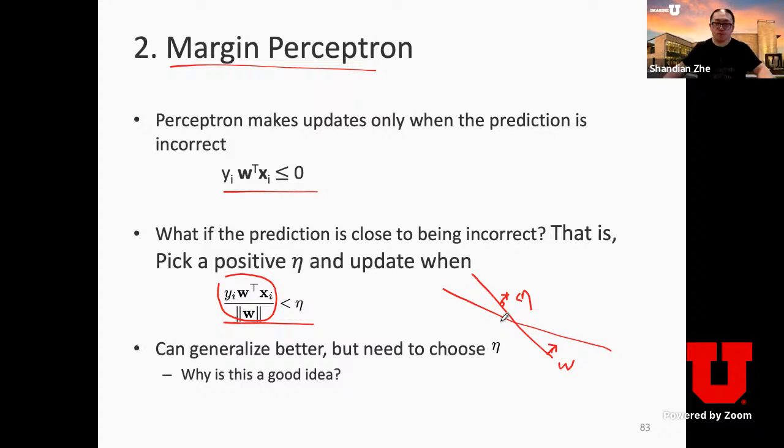So imagine that after convergence, all the training examples will be at least eta away from the separating hyperplane. What does that imply? Connecting to our definition of margin, it means that after convergence, the margin of our learned hypothesis, or learned hyperplane, is at least eta. So eta is actually the threshold of the margin. That's why this is called the margin perceptron. Any question?